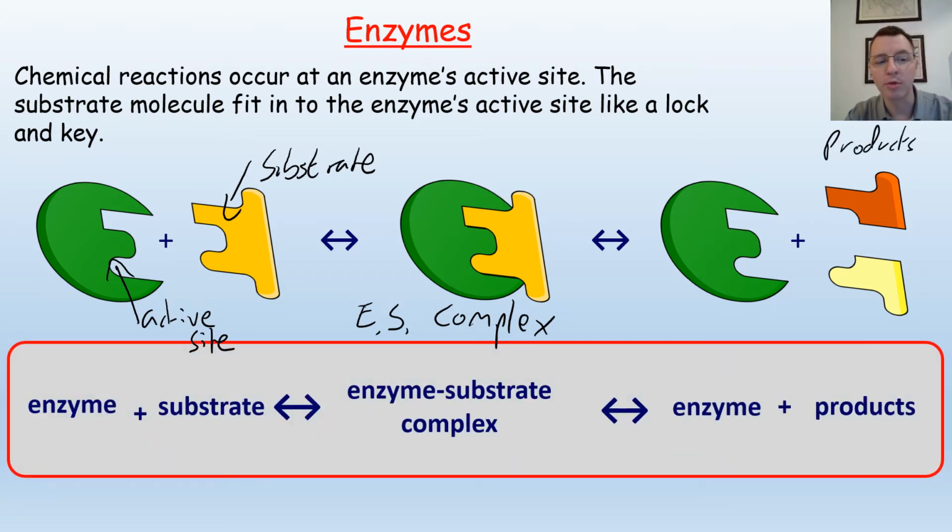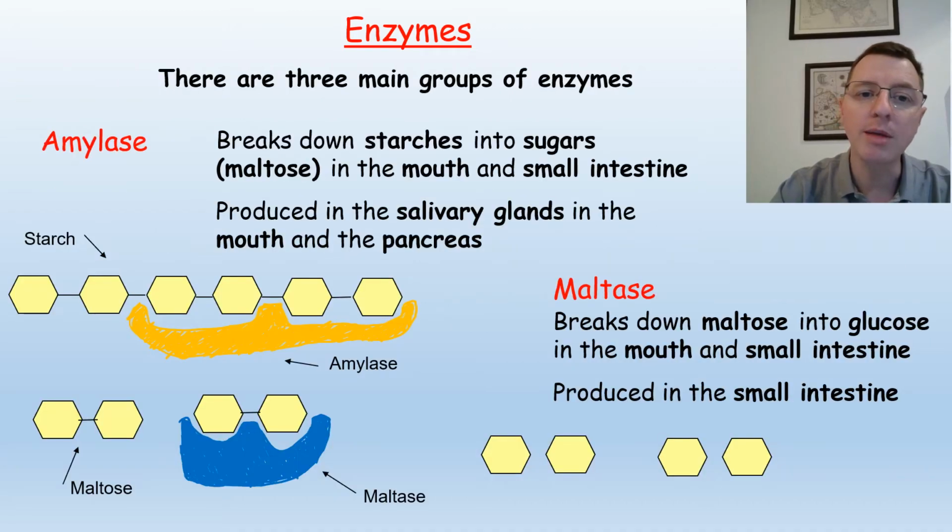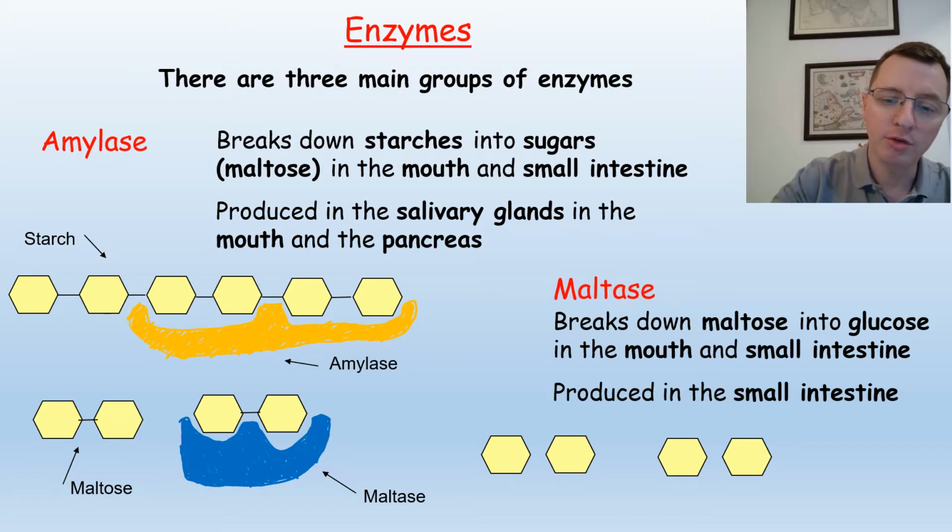So in terms of the equation, you would say the enzyme plus the substrate forms an enzyme substrate complex, and then we have the enzyme left over ready to react again and our products have been made. So there's three main groups of enzymes that you need to know about. We have the first group here, which are the carbohydrases.